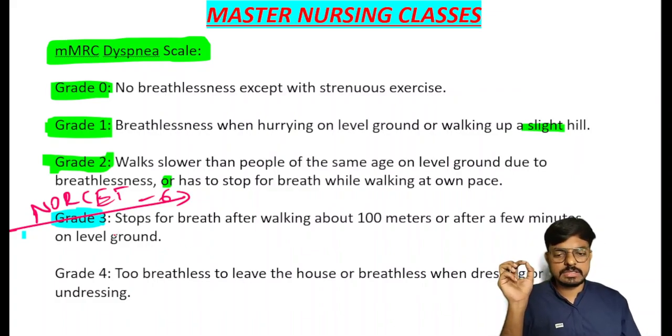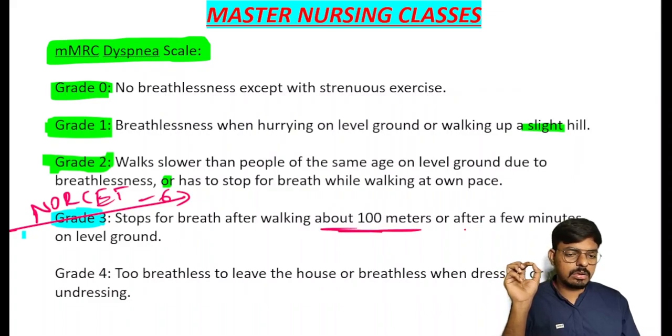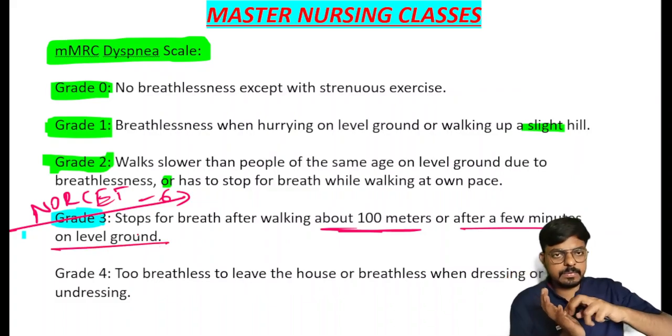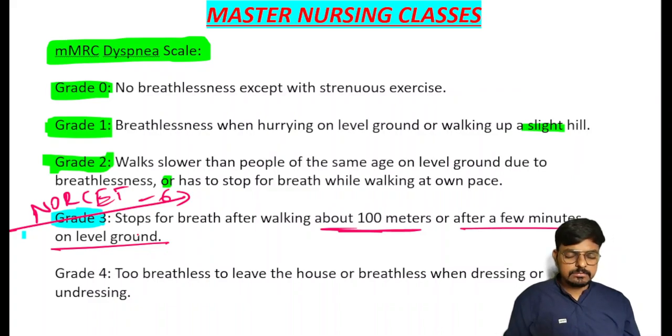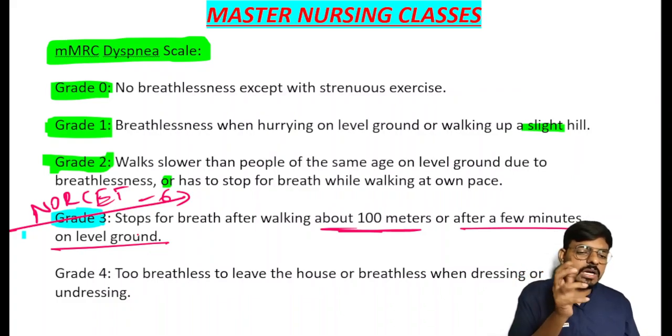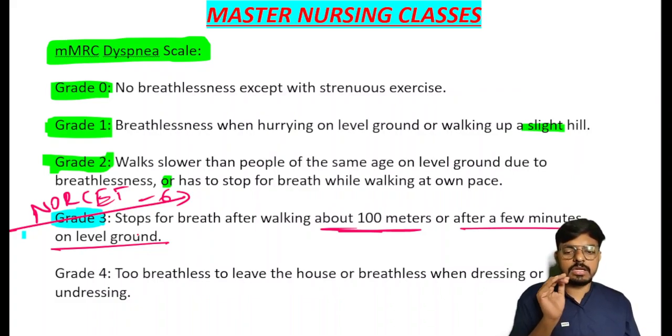That is, he stops for breath after walking 100 meters or after a few minutes on level ground. He walks 100 meters, then he will stop, take a breath, and move on. Or just after a few minutes of walking, he will stop, take a breath, and move on. So this is grade 3: stops for breathing after walking just 100 meters or a few minutes on level ground only. He is feeling the breathlessness, that is grade 3.